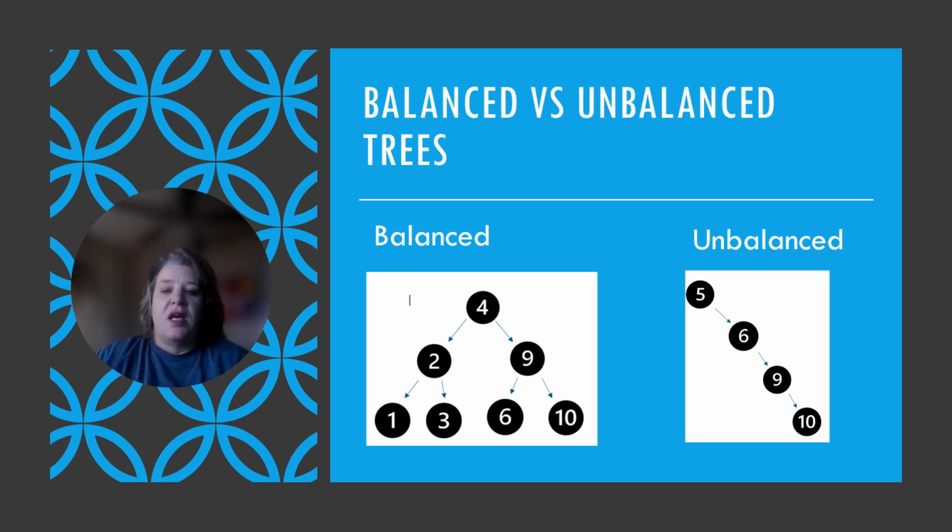In contrast, an unbalanced tree has a significant height difference between its left and right subtrees. For example, in this unbalanced tree, all the branches extend to the right side of the root and there are no nodes on the left. This increases the tree's height, making operations like searching or inserting less efficient.